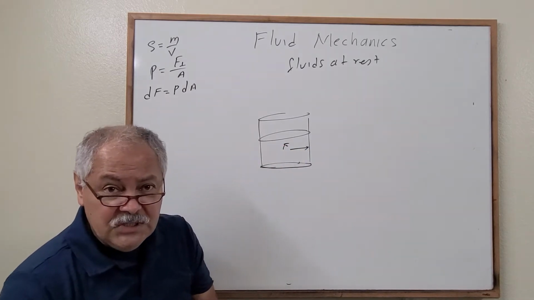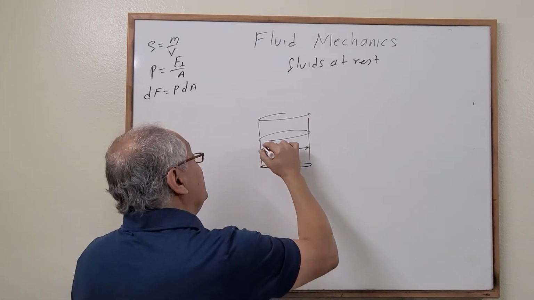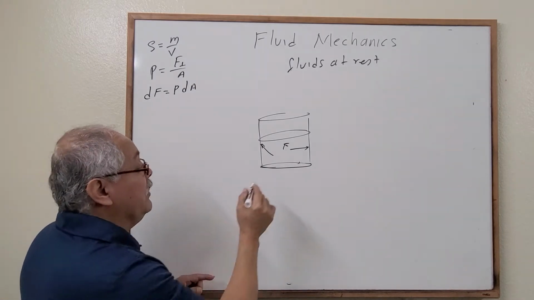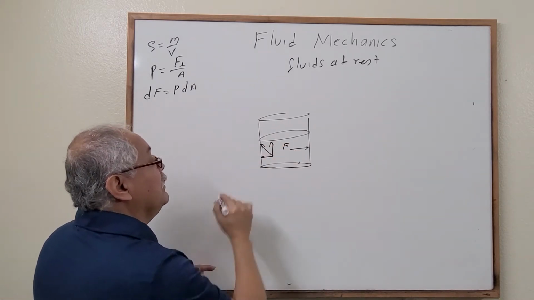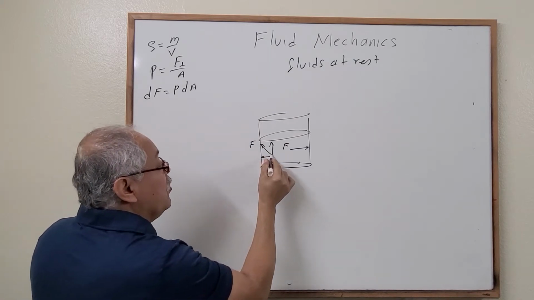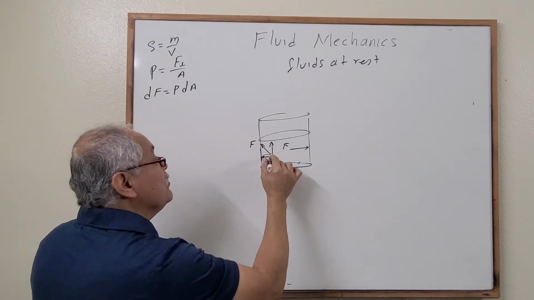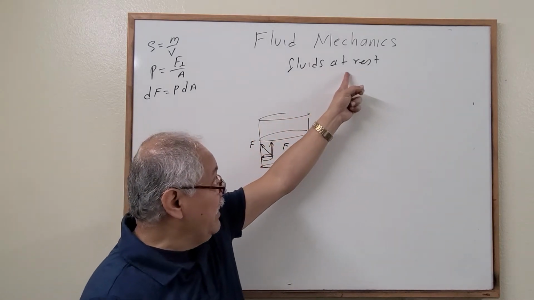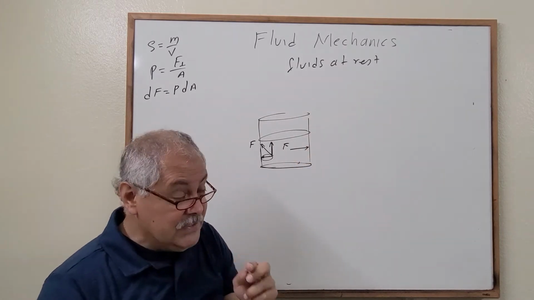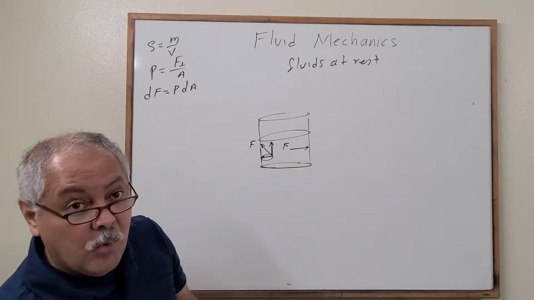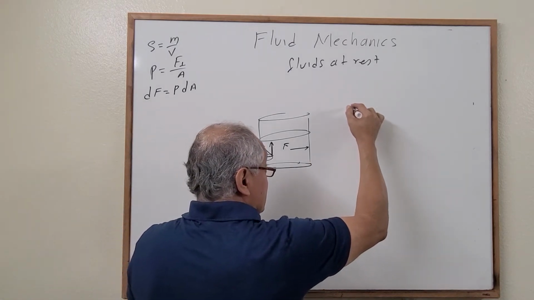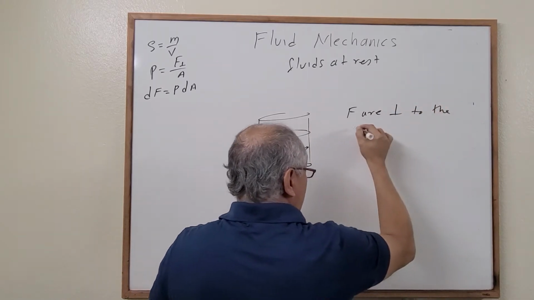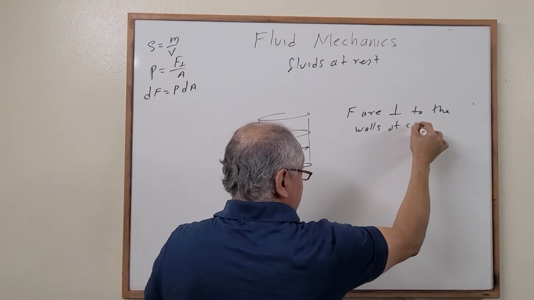What happens if the force is not perpendicular? For example, like in this case, if the force is not perpendicular, we can break that force into components. One in this direction, one going up. This component is stopped by the wall, but this component produces motion of the fluid. But the statement is the fluid must be at rest. If the fluid is at rest, forces are perpendicular to the walls of the container.